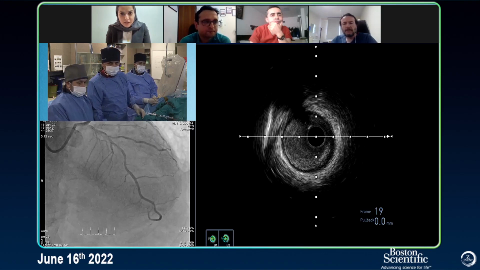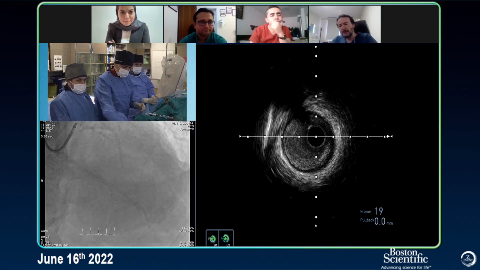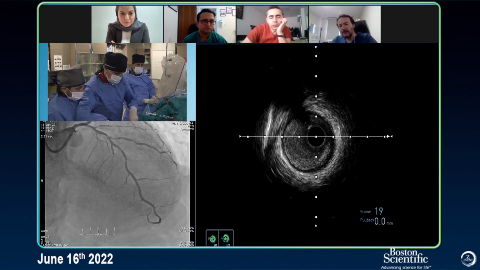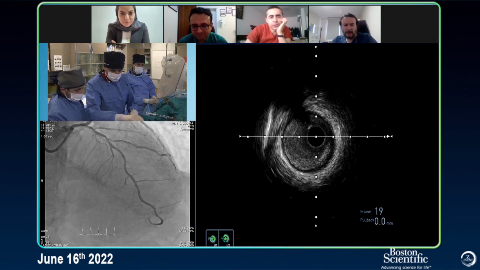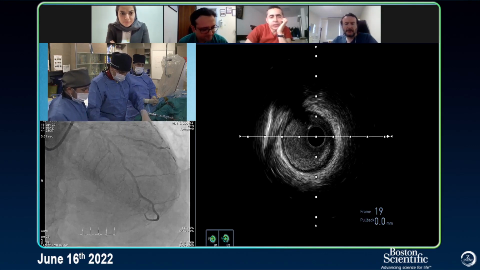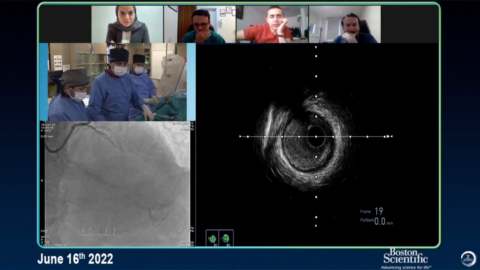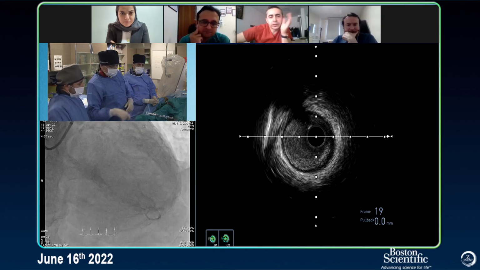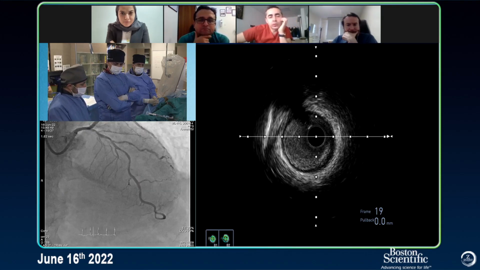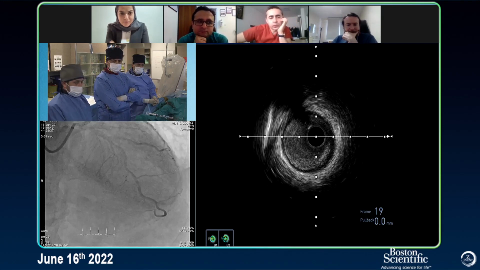Professor Nihat, how would you approach this? I suggest the rotablator because there is circumflex calcification and a calcific nodule. I see a calcific nodule area. Also long segment calcification. There is a good rota indication. Also the circumflex ostium was good in IVUS.